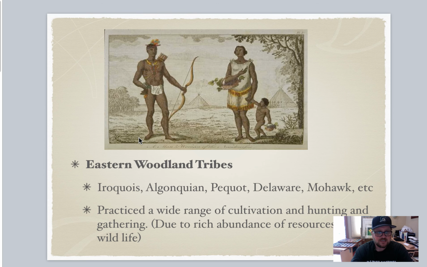Okay, one of the focuses is the eastern woodland tribes, especially the Iroquois and the Algonquin. Those two larger tribes are the ones that usually come up on the AP test.